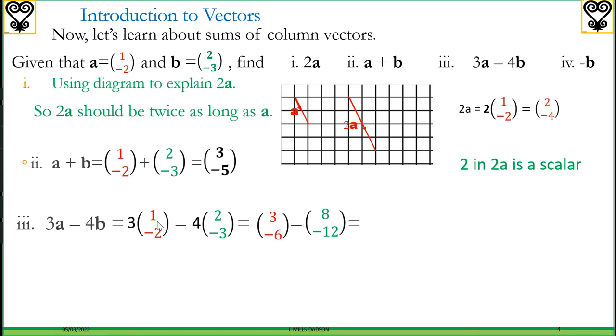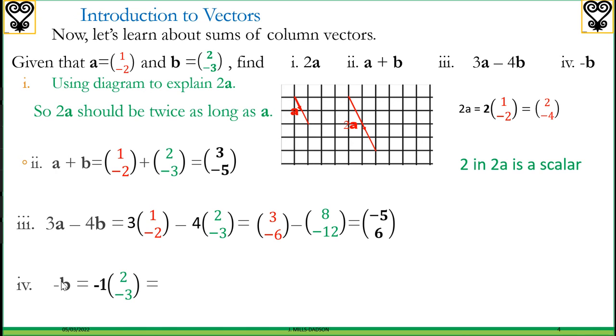So 3 times 1 is 3. 3 times -2 is -6. The minus, we put it here. 4 times 2 is 8. 4 times -3 is -12. And don't forget, here 3 minus 8, but it's -6 minus -12, and 2 negatives here make it -6 plus 12. And that will give you the answer, -5 and 6.